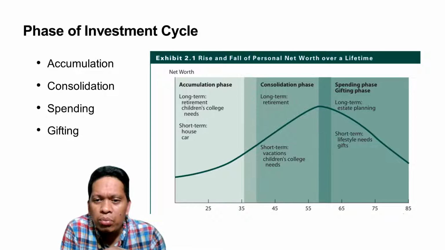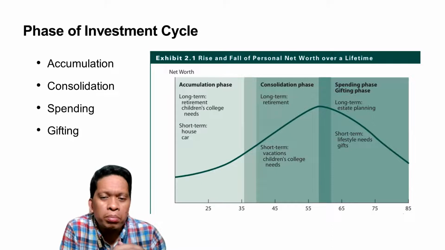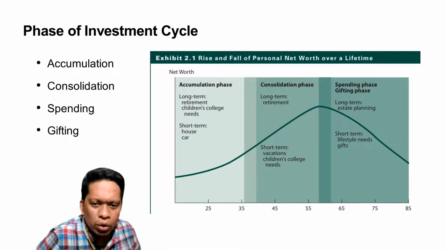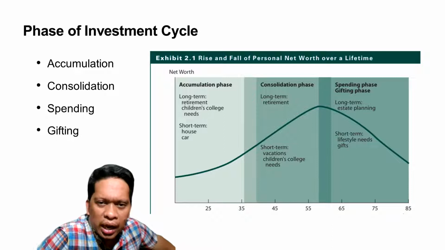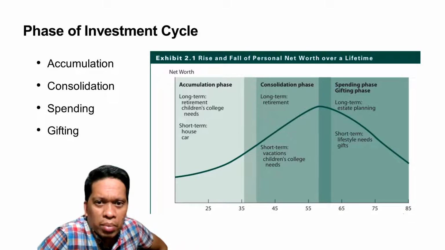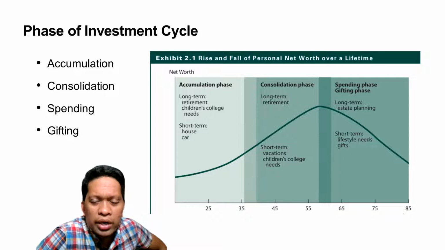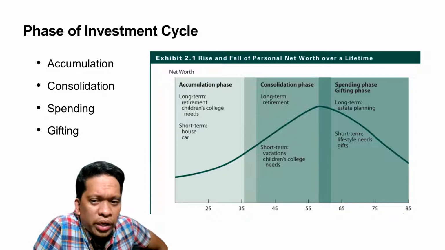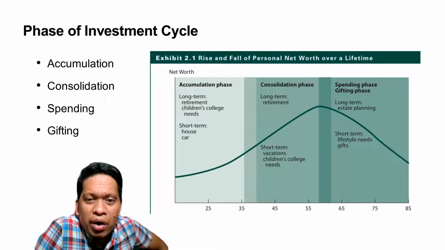As we go along, at the age of 35, this is the time that we will have to go for consolidating all of these. And still, our long term goal is retirement, and short term goals are, let's say, vacation and also our children's college needs. At this time we believe that our children are in high school or in college, so this is the best time to make it short term. So this is the consolidation phase, and if you look at it, the net worth really grows so fast and so high, and it reaches its peak at the age of around 55 to 60.